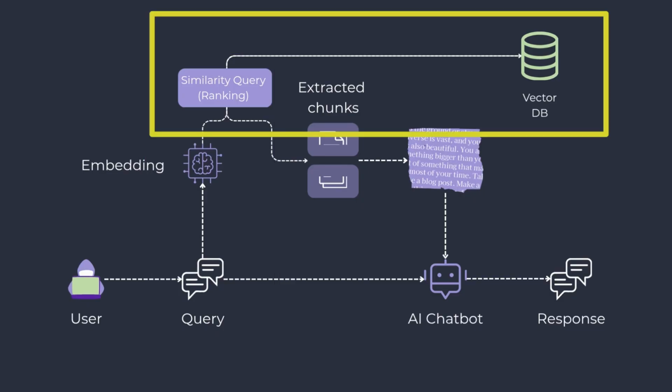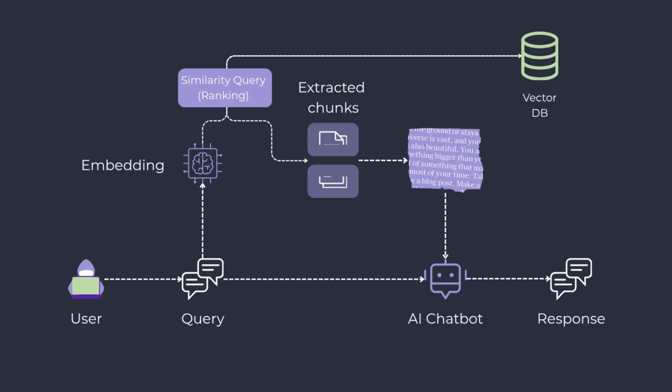Second, similarity search happens. The system compares the question's vector with all the document vectors in the database. It uses a mathematical calculation to find which chunks are the most similar to the question. Next, the top matching chunks are retrieved. The most relevant pieces of text from our original documents are pulled out of the database. Next, the context is built. Those retrieved chunks are combined together to create context for the AI model.